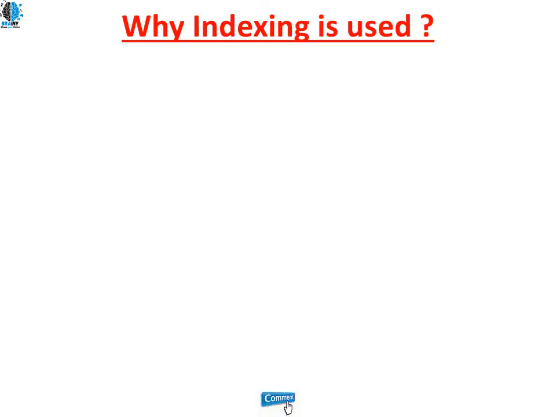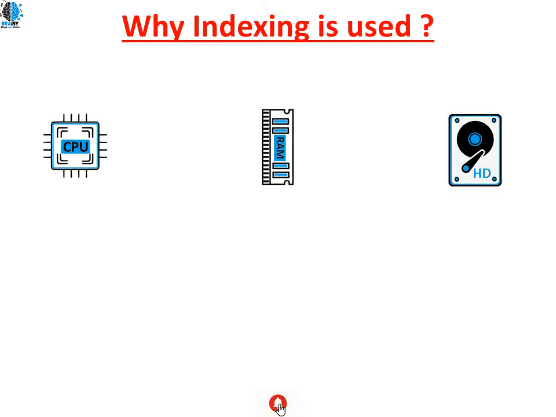Why is indexing used in computer systems? Why do we need indexing? What is the need of indexing? Before understanding why we need indexing, let's see the basic architecture of a computer and how it works. In a computer we have these three components: first is the central processing unit, next is random access memory, RAM, and a hard drive, that is hard disk.